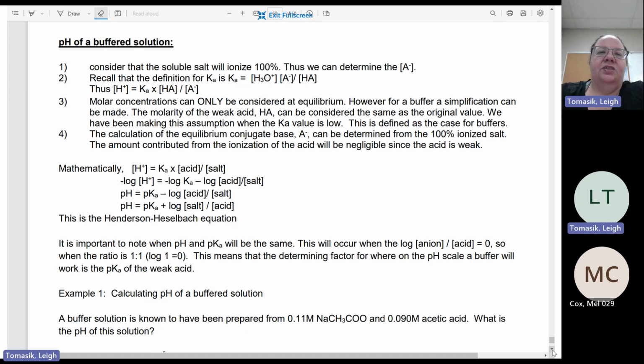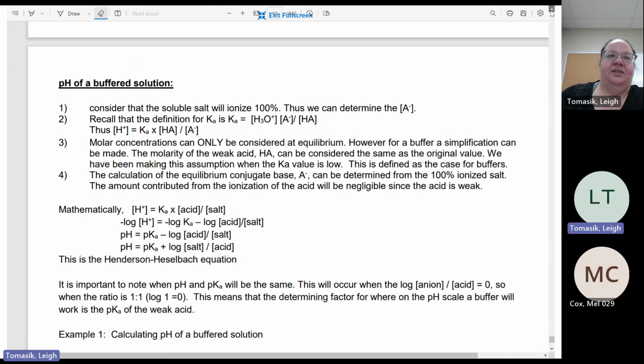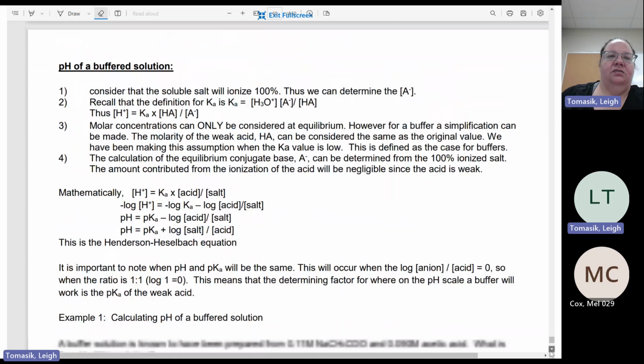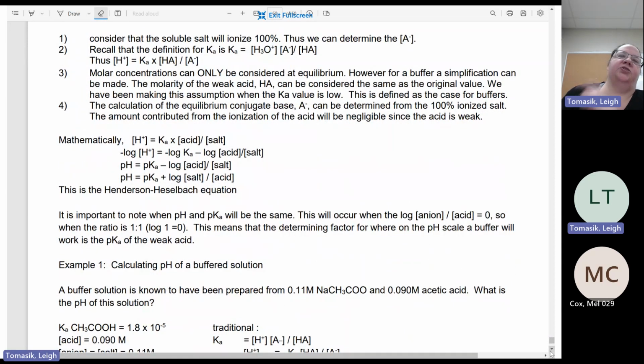It says, consider that the soluble salt will ionize 100%. Okay, so we had a problem here. Consider that the soluble salt will ionize 100%. Thus, we can turn A minus. Recall the definition is this. Molar concentrations can only be considered at equilibrium.